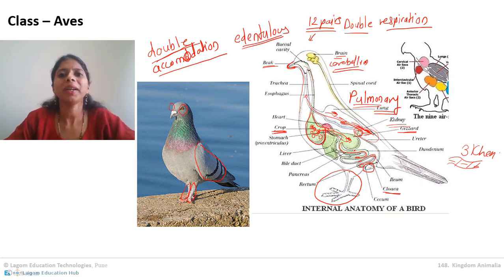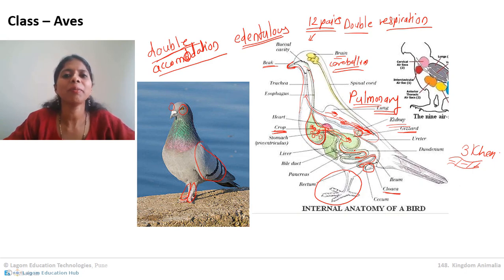And for maintaining this high body temperature, birds need to eat continuously. So birds' appetite, their food consumption, is high as compared to their size, just because they need to maintain their body temperature. Understanding? Getting my point? So this is about some of its systems.